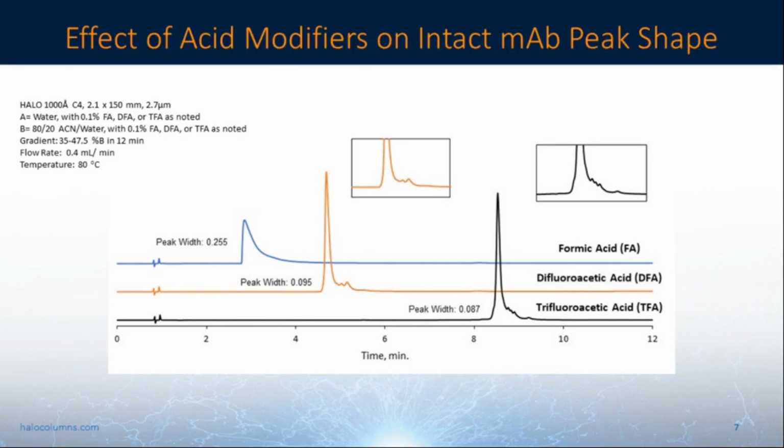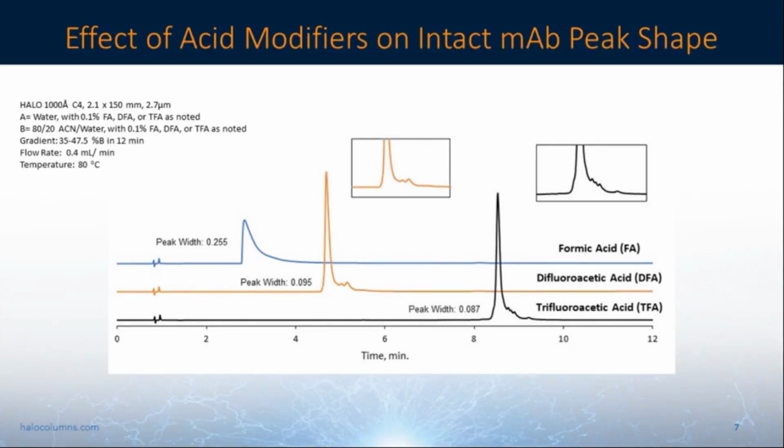Now let's look at an example of these three acid modifiers when used with UV detection for an intact monoclonal antibody. The monoclonal antibody analyzed here is trastuzumab. The top trace in blue used 0.1% formic acid. You can see that the peak width is 0.255 minutes, and it shows the least retention. The middle trace in orange used 0.1% DFA. The peak shape is symmetrical, and the peak width is 0.095 minutes, which is much narrower compared to the result with formic acid.